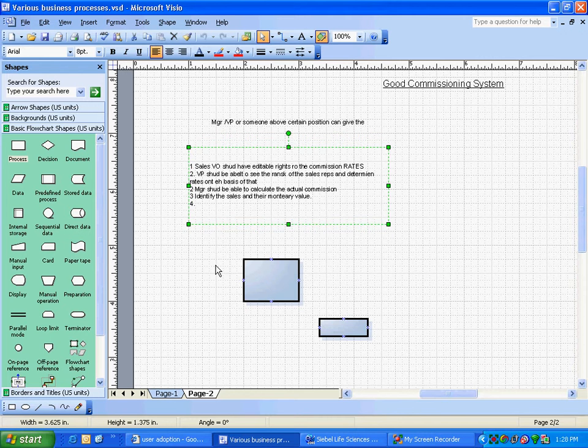It's a closed process. Let me say it in my own words. The marketing VP and sales VP decide the rates. Okay.